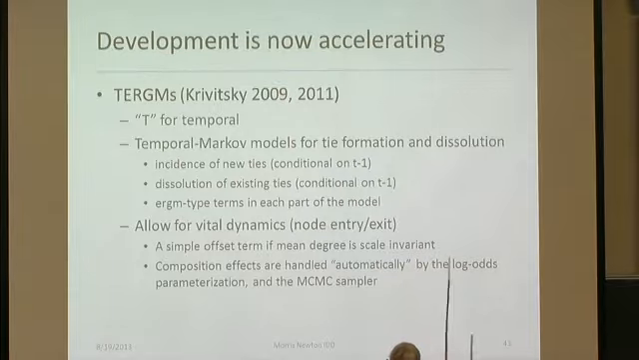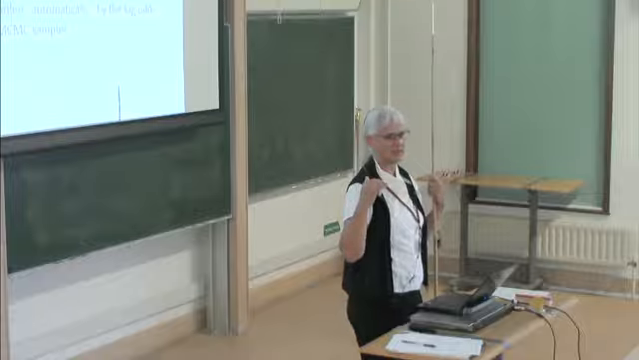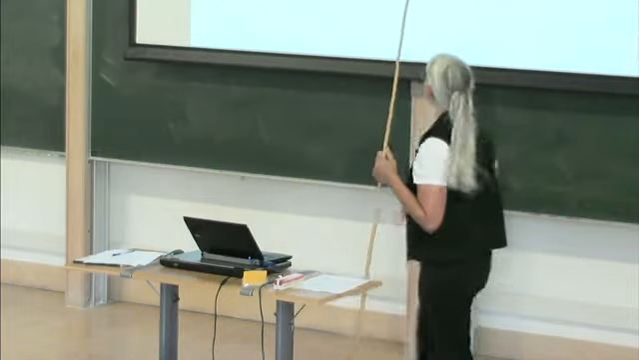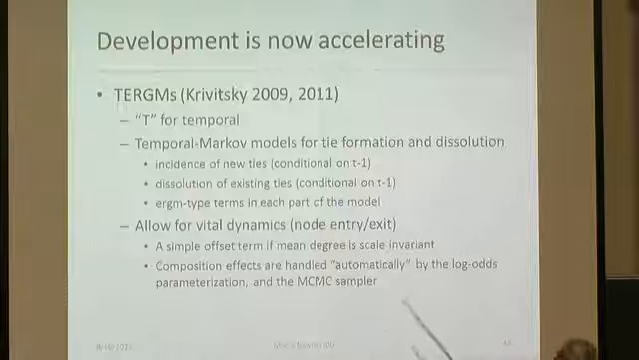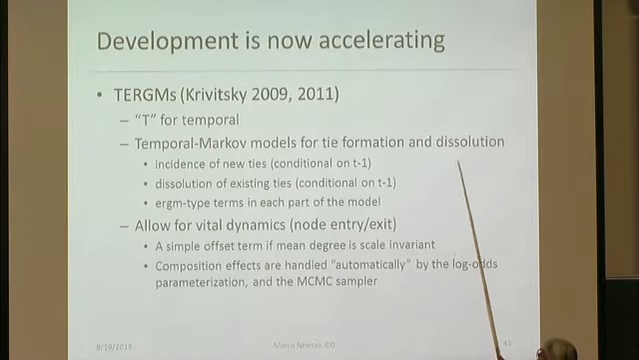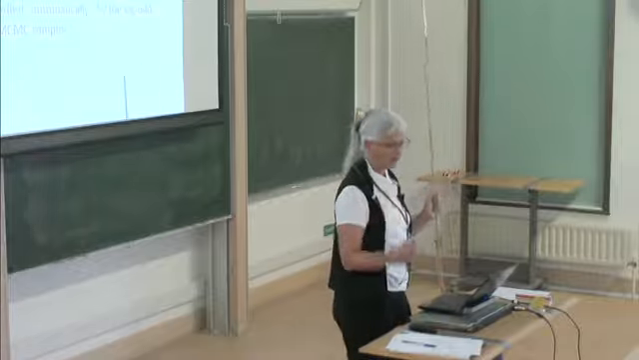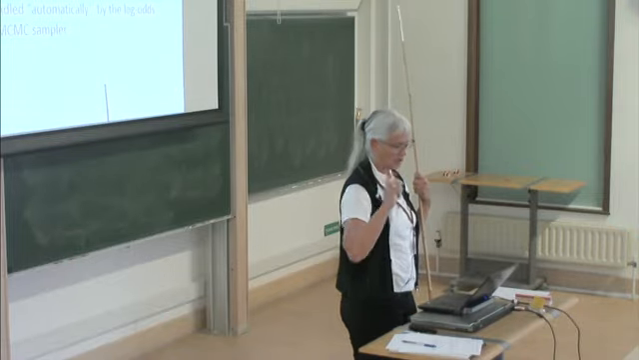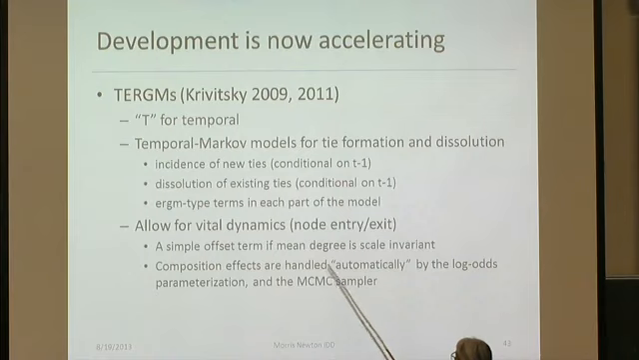So let me just say a little bit about development at this point. We made an enormous amount of progress over those last 20 years after getting out of the degeneracy problem. We now have temporal models for ERGMs, which are models for tie formation and dissolution separately that are estimated jointly, that allow for vital dynamics, that is node entry and exit, as long as you specify what you want to have happen. Do you have the mean degree preserved as size changes, or do you have the density preserved?